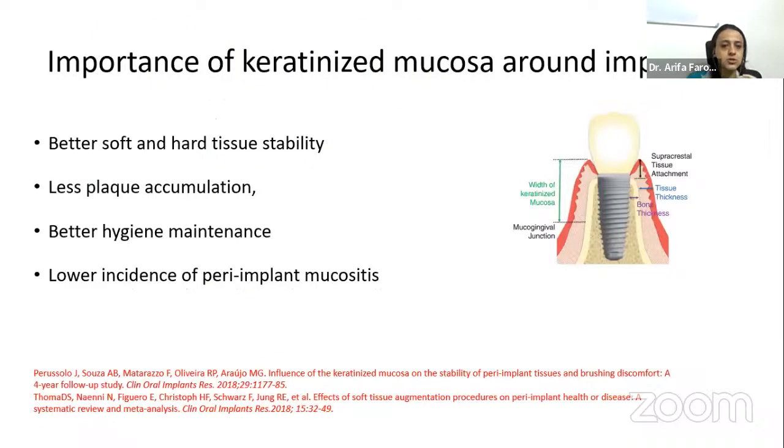Okay. So why is the keratinized mucosa around implants important? First, it provides better soft and hard tissue stability. The patient will be able to maintain oral hygiene in a much better way. There would be less plaque accumulation, better hygiene maintenance, and then definitely when there is better hygiene, there will be a lower incidence of peri-implant mucositis.